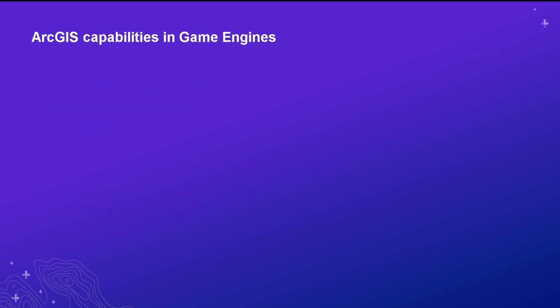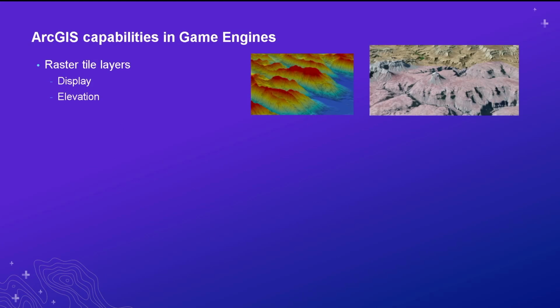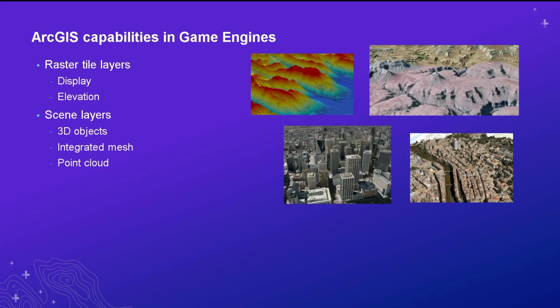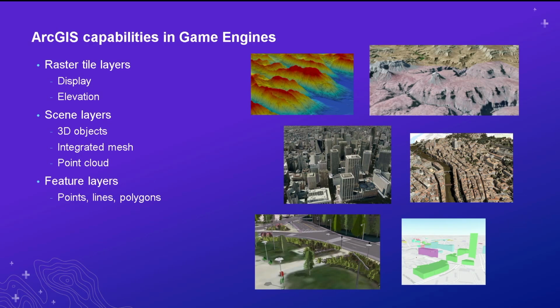ArcGIS capabilities in game engines initially target a variety of different data sources, and this includes raster tile layers that support display, such as base maps and elevation, scene layers that include 3D objects such as textured buildings, integrated mesh like a continuous surface, and point clouds that might be derived from LiDAR. It also includes support for access to feature layers, traditionally points, lines, and polygons, that would be features meaning geometry and attributes, as well as operations like geocoding and routing.